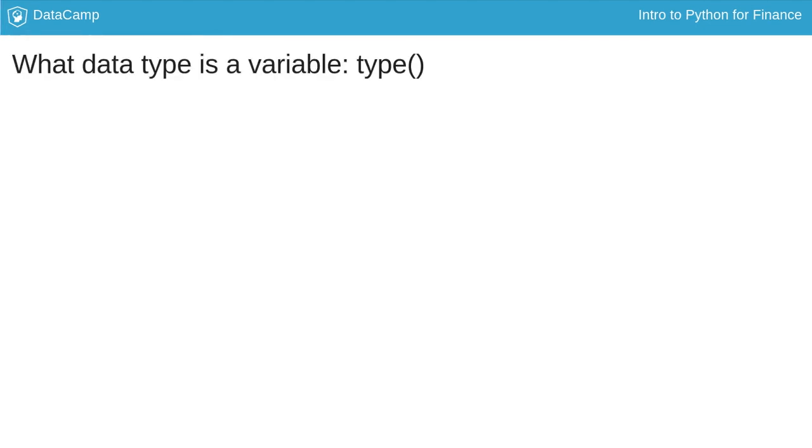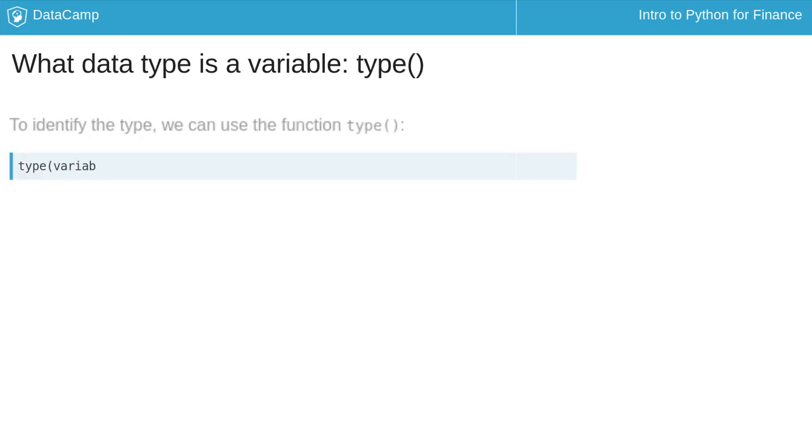It is often important to know the data type of the variable you're dealing with. To do this, you can use the function type, followed by the variable inside parentheses. We will learn more about functions in a later chapter. For now, think of functions as commands that you can use to obtain specific results.